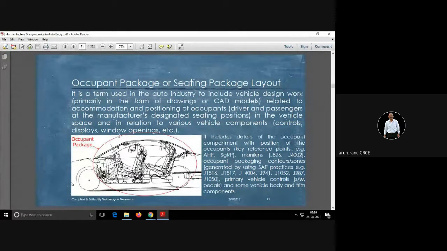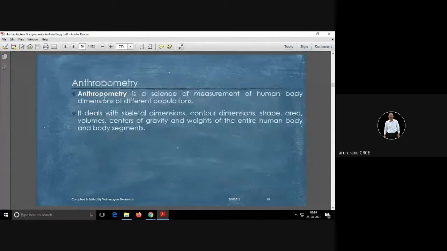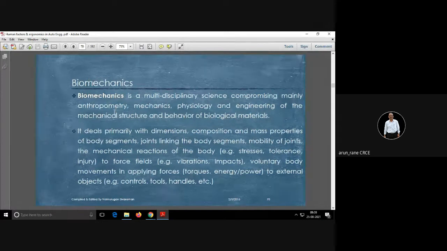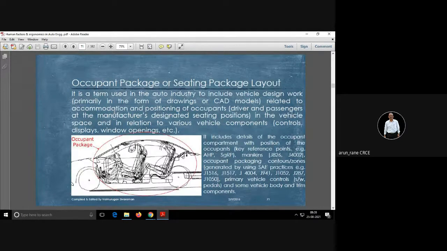So that is the definitions of anthropometry and biomechanics. Biomechanics is mainly taking care of the mechanics, and anthropometry takes care of the dimensions of the human body. So this is what is required, this anthropometry, when you are designing the inside sitting arrangements.